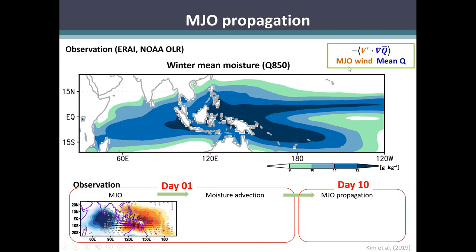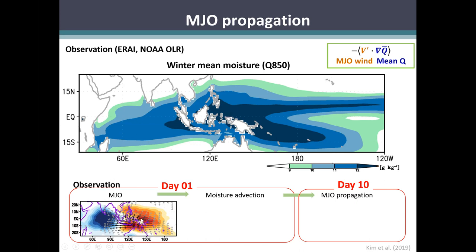And here we try to understand this mean moisture bias with the MJO propagation processes using the moisture mode framework, which Shidong explained 2 weeks ago in the colloquium. So I'm not going too much into the detail, but the key point is that for MJO propagation, this term, the horizontal moisture advection term, is important.